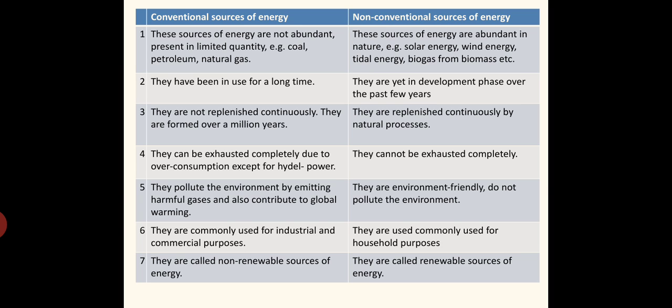Now the fifth point is they pollute the environment by emitting harmful gases and also contribute to global warming. That is the main disadvantage related to conventional sources of energy, whereas most of the non-conventional sources of energy are environment friendly and do not pollute the environment. Solar energy does not produce any environmental pollution. Wind energy, everything, is not creating much pollution in the environment.